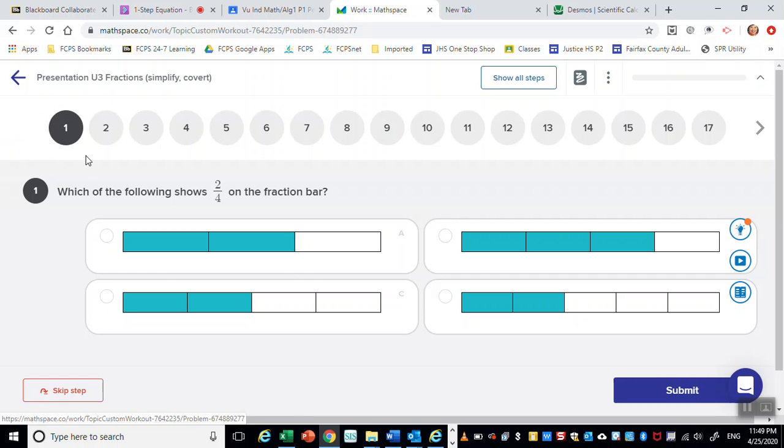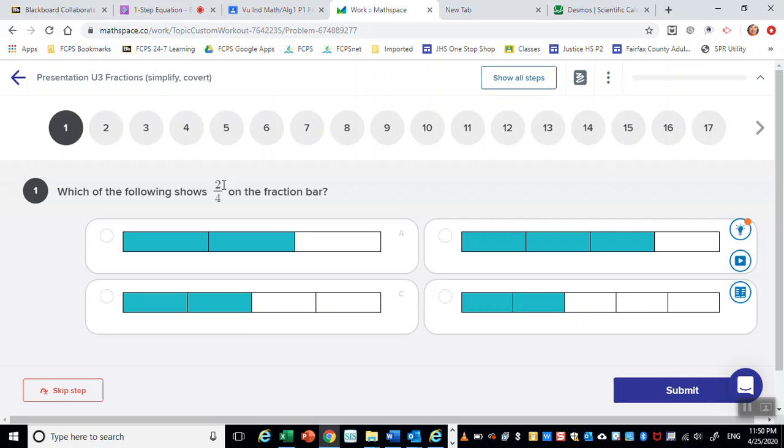So question 1, you already practiced this using the fashion models at the beginning when you just joined school. Question 1 asks which picture shows 2/4 of the fraction bar. 2/4 means 2 out of 4. So you need to have a total of 4 bars. 1, 2, 3, not. You need 4. 1, 2, 3, 4. This is good.